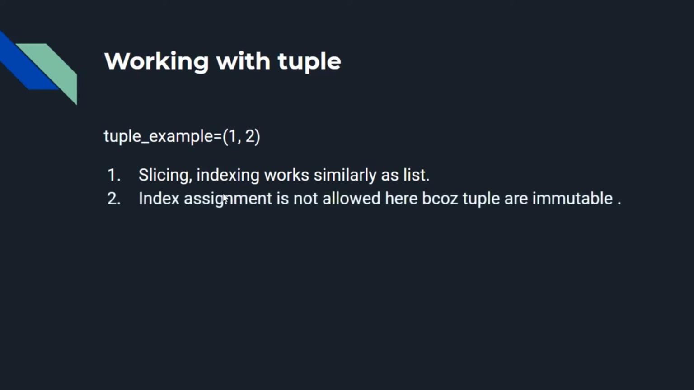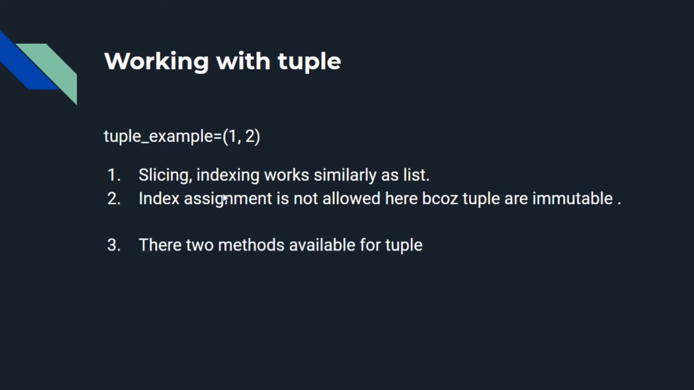Now index assignment is not allowed here because tuples are immutable. So you cannot write tuple_example[0] is equal to this, because we cannot perform index assignment in case of a tuple. Tuples are immutable, so you cannot change any element at any particular index.